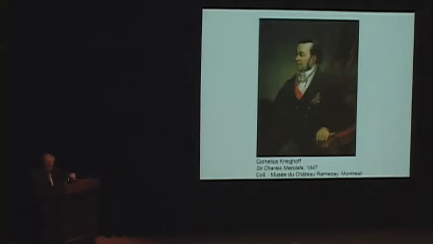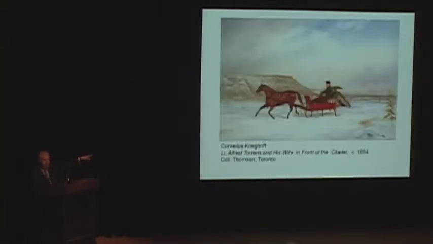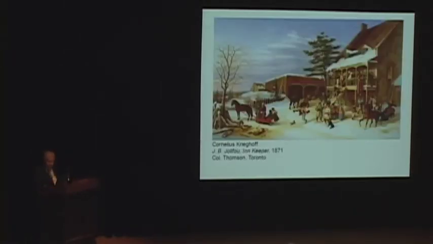Anyway. And this is the type of carriage that Metcalfe was proposing. This is very nice for Lieutenant Torrens and his wife in front of the Citadel of Quebec. But the French Canadian used to say, this is no good for the country, and we don't want this. And so that's why, in a way, Krieghoff came back to the subject.